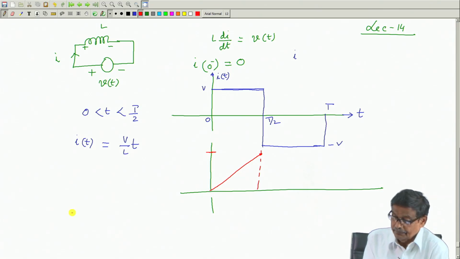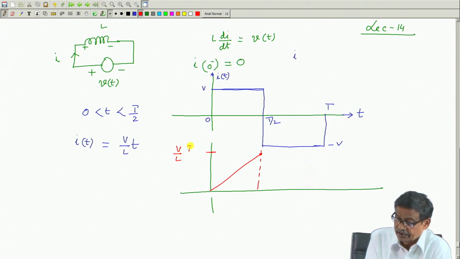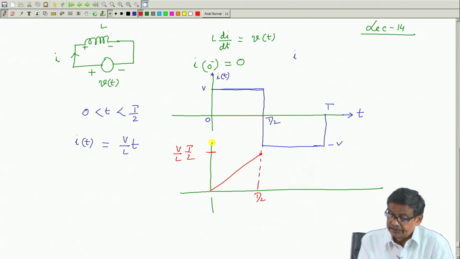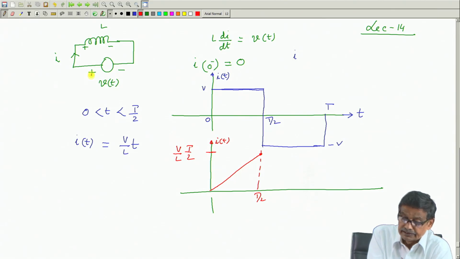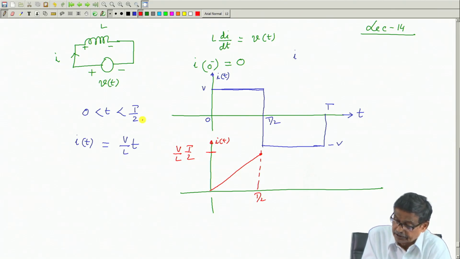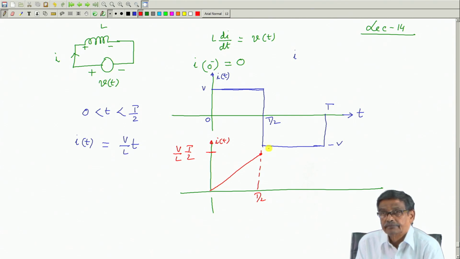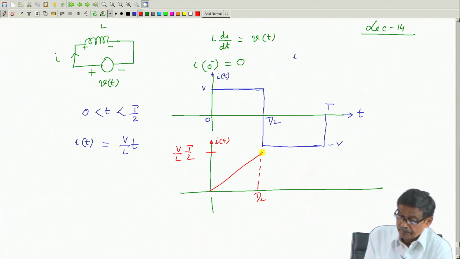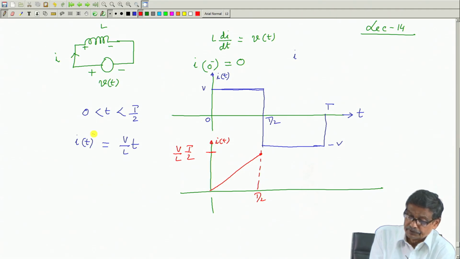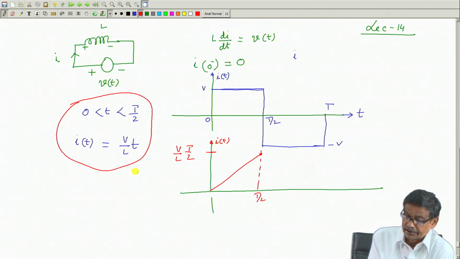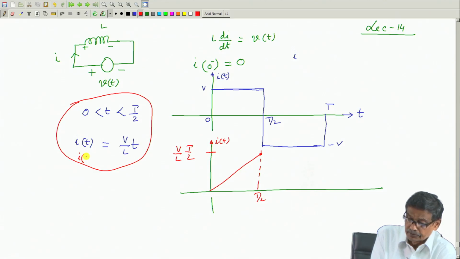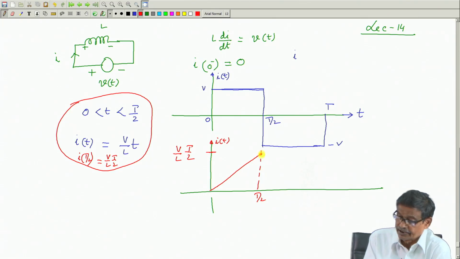So, what is the maximum value at t equal to T by 2? It will be V by L into T by 2, put that value of t. Now, you see this axis is current. The voltage applied across the inductor, with this plus and this minus, is indeed positive and current was increasing, isn't it? So, during this time this is what is happening, and I at t equal to T by 2 will be equal to V by L into T by 2 at this instant, fine.